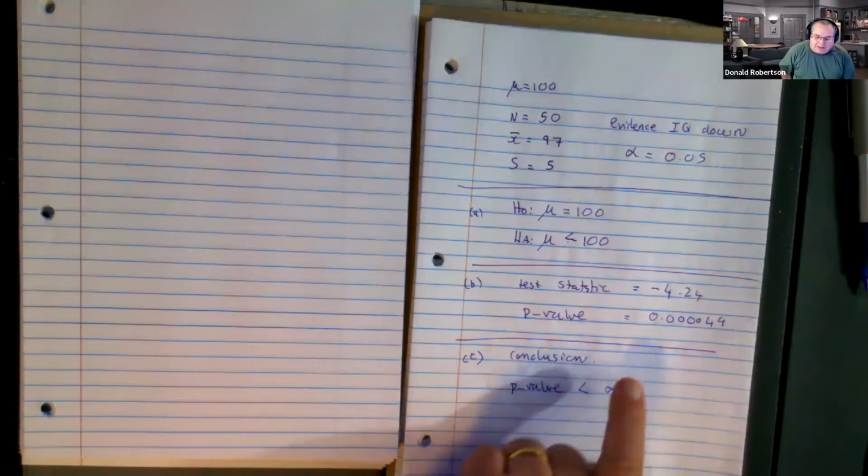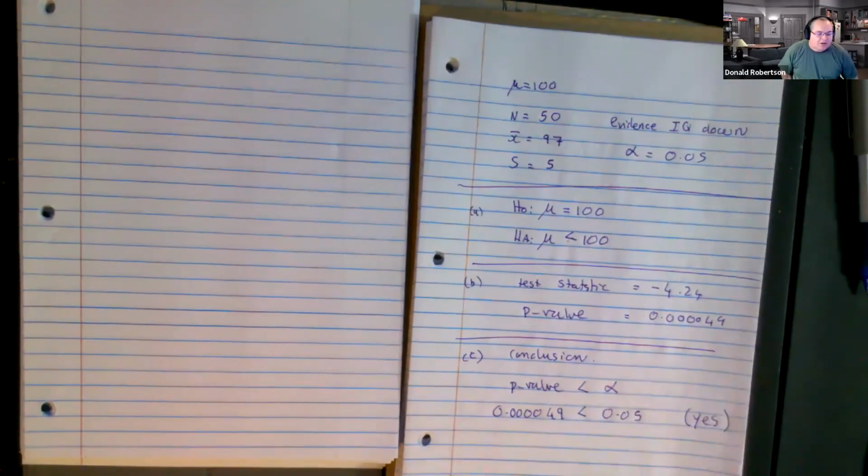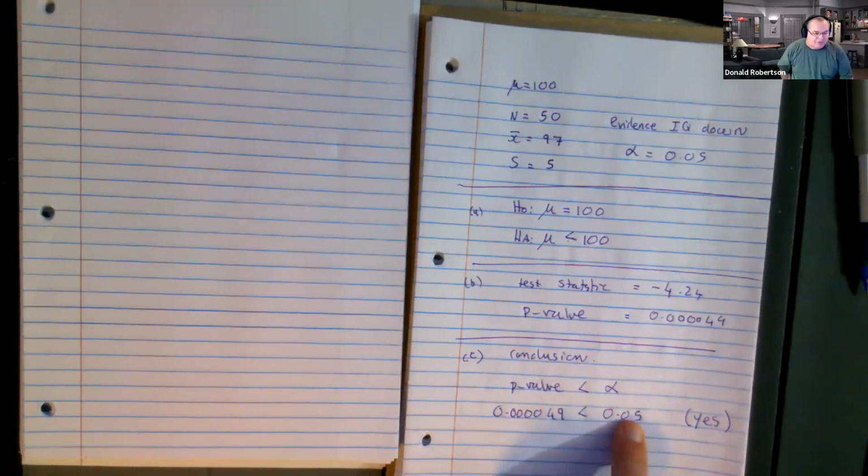Now, conclusion time. You always finish with this test. Is the p-value that you got less than the significance level alpha? Is 0.000049 less than 0.05? Isn't the answer yes, it is. That is definitely less than that.